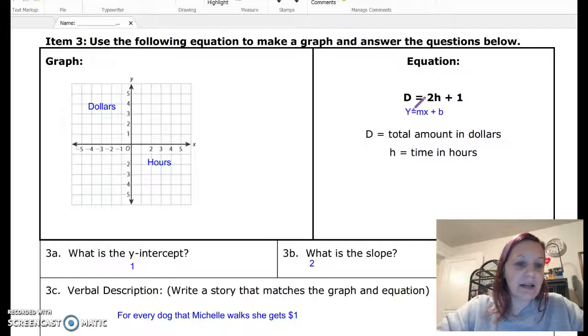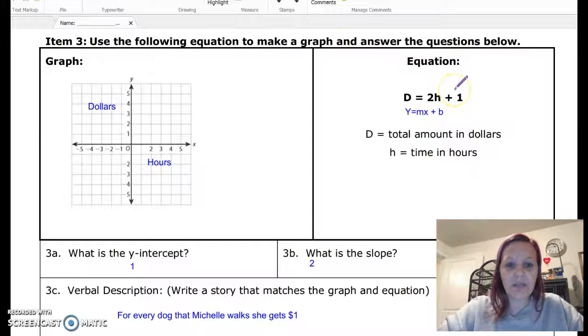Okay. Last item, number 3, asks you to use the equation to make a graph and answer the questions below. So as we make this graph, we're going to actually be figuring out these questions below. So y-intercept and slope. If we look at our normal form, y equals mx plus b, we know that d is the amount of dollars that will be the output. So that goes on our y-axis. 2h, hours, is going to be the amount of time that passes. That's already set ahead. Time doesn't slow down for anybody. So that's going to be our x.